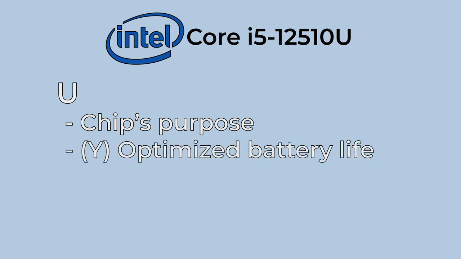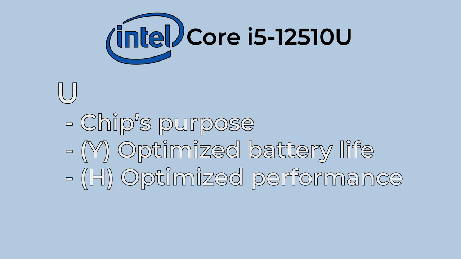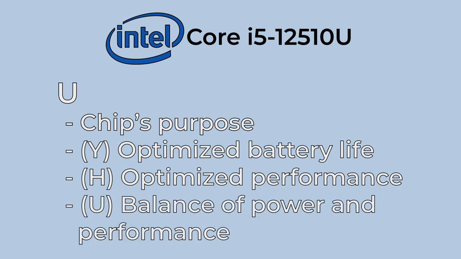Y chips are optimized for battery life. Good if you are frequently away from a plug, but can compromise some performance. H chips are optimized for performance, which can compromise battery life. U chips are somewhere in the middle, balancing power efficiency and performance.